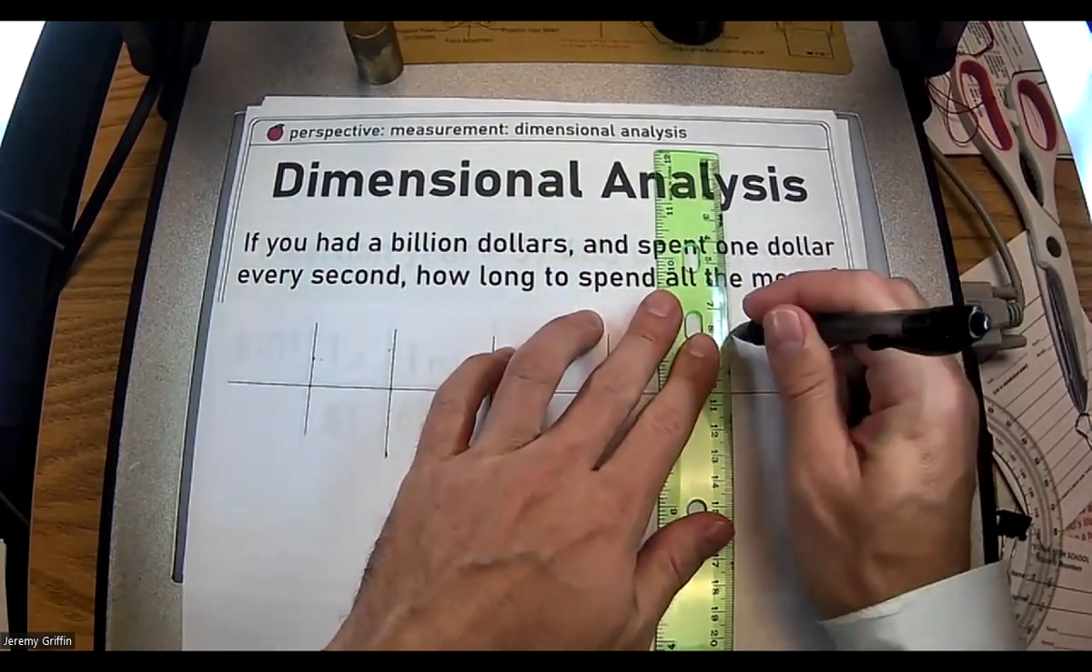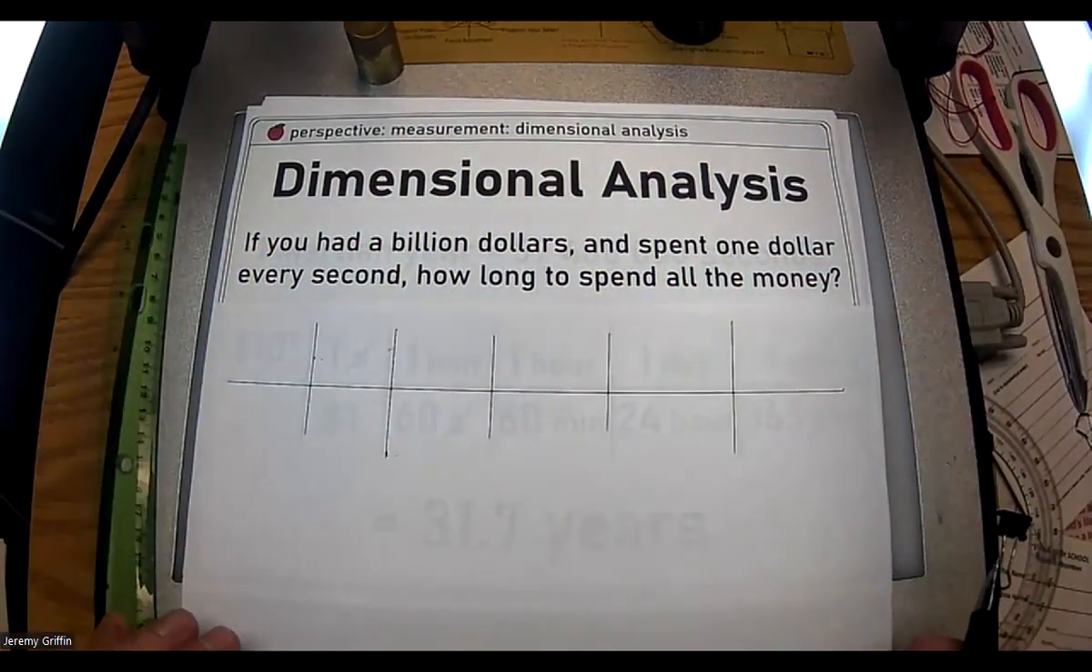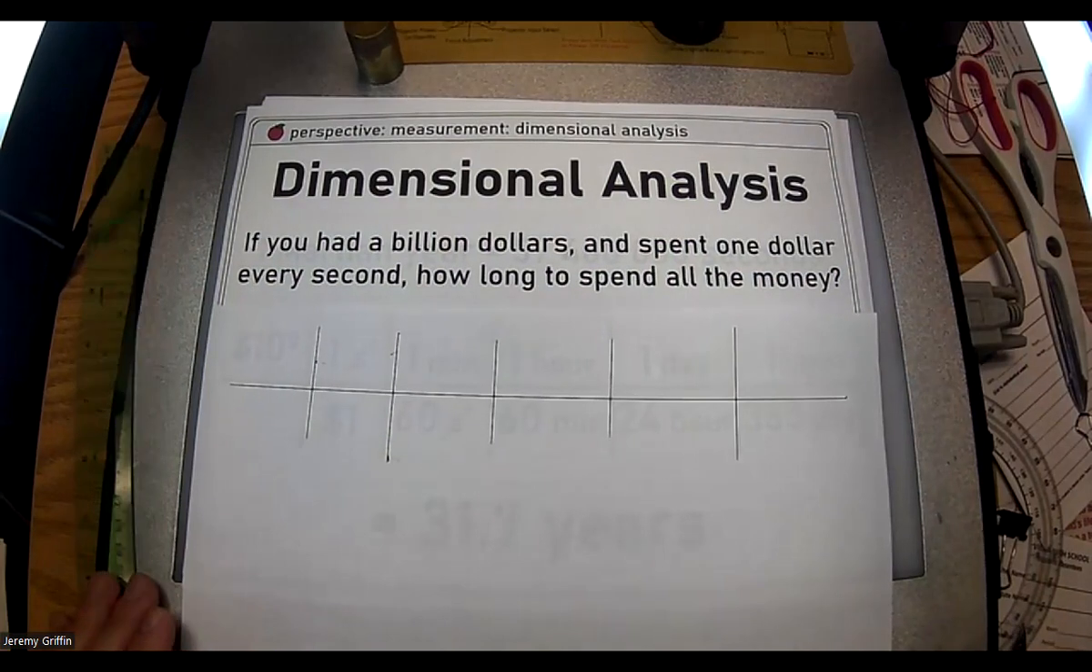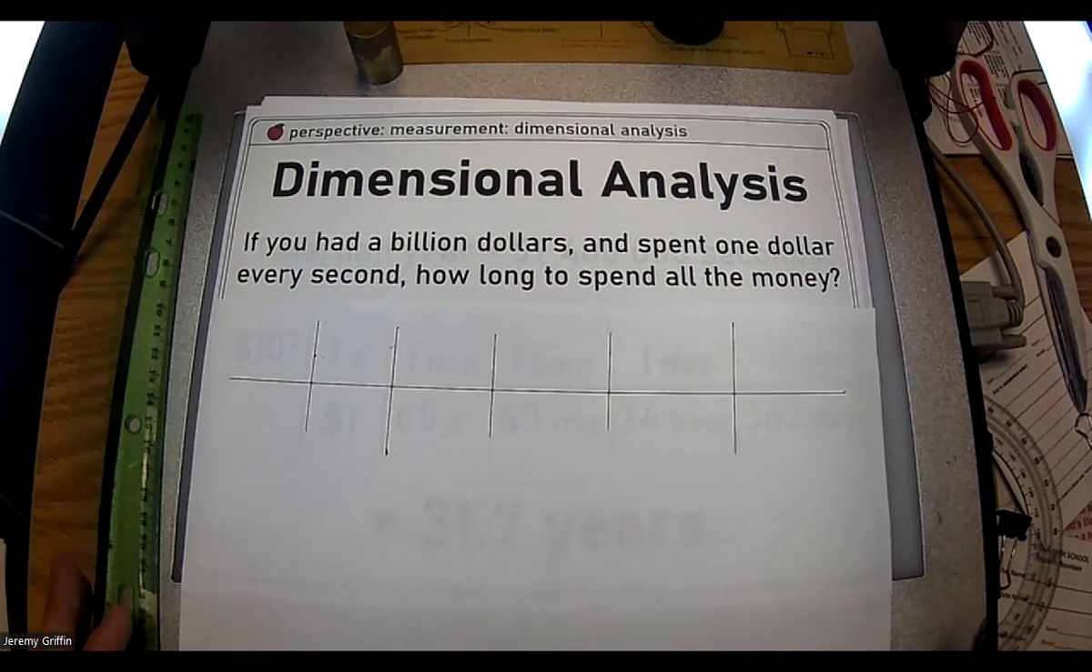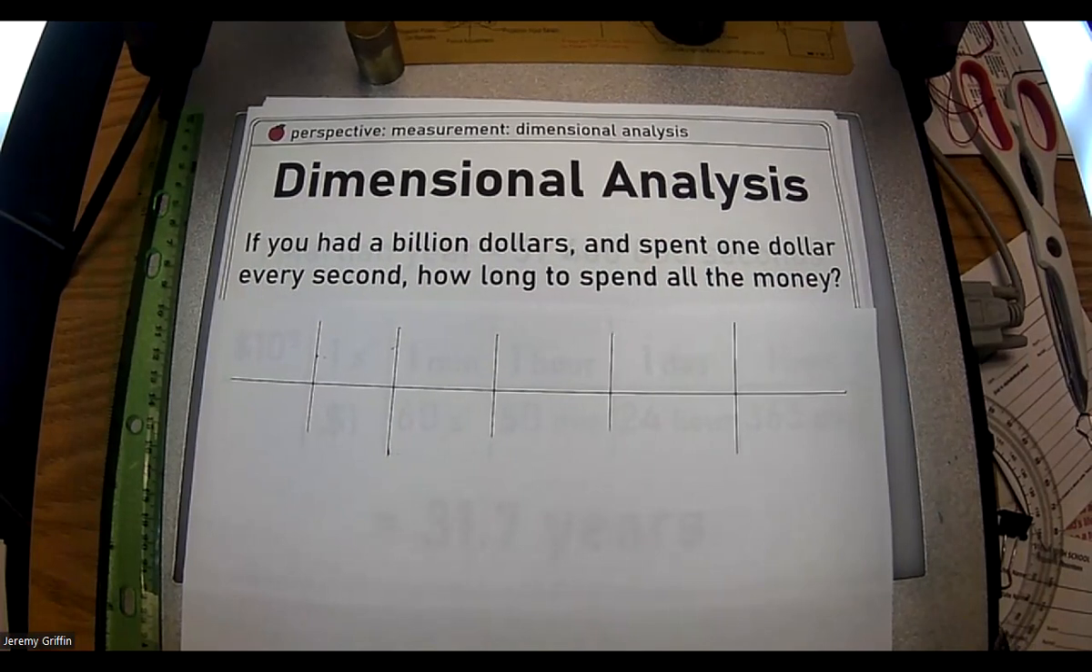If you've got some paper in front of you, you can try this out too. Okay. So the question is, you have $1 billion, and you spend $1 every second. How long to spend all the money? Ooh, first, order of magnitude. Is this going to be some number of hours, some number of years? What do you guys think? Maybe months, right?